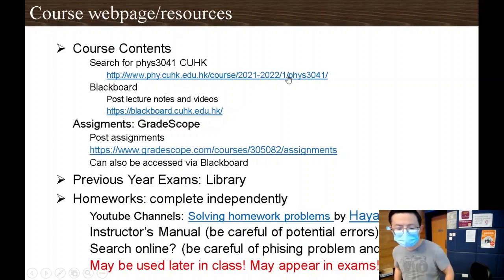Okay, the last thing I want to talk about is that the homeworks might be used later in the class. So if you don't do the homeworks by yourself, you might not know what I'm talking about in class, so pay attention to the homeworks. And if you don't know, please ask, either ask the TA in person or by email, or simply ask me. The homeworks may even appear in exams, so really master the homeworks.